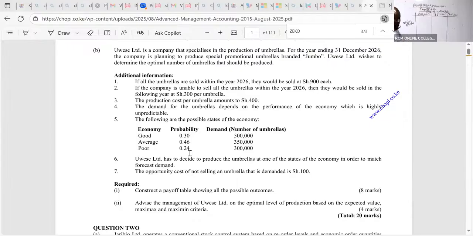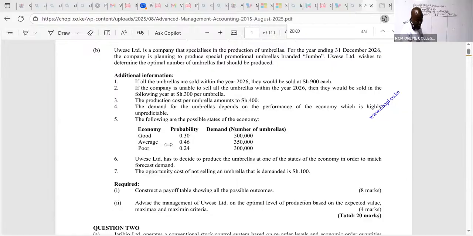Now, ladies and gentlemen, I can see chat. Sorry, just a minute. Oh, it's August 2025, eh? August 2025, yeah. All right.